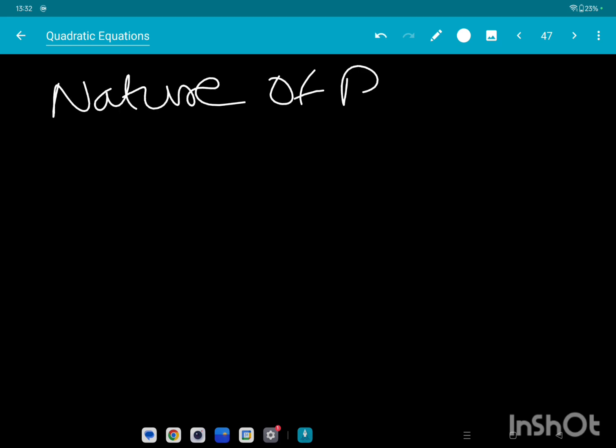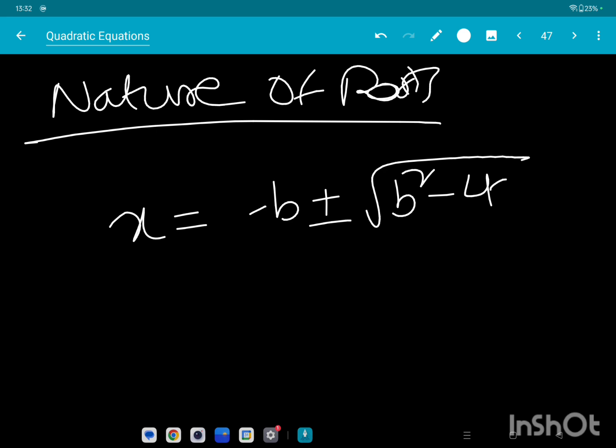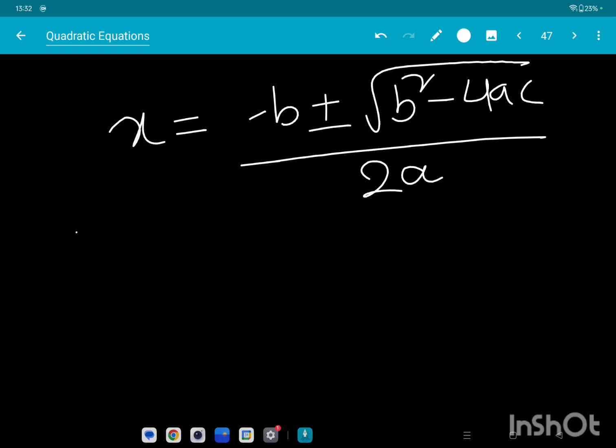Now we are going to talk about the nature of roots. So what is the formula? x is equal to minus b plus or minus root of b square minus 4ac divided by 2a. This is the formula. How can we find the nature? I will tell you how we can find the nature of the roots. Actually there are three cases.